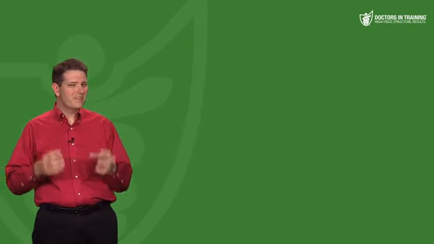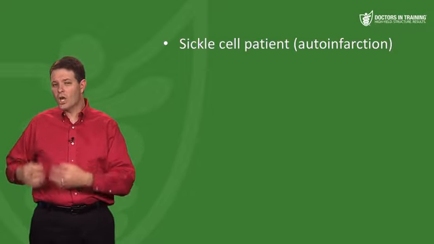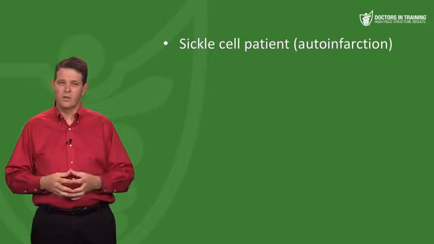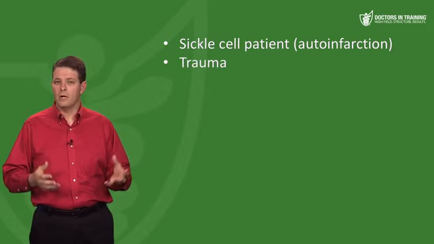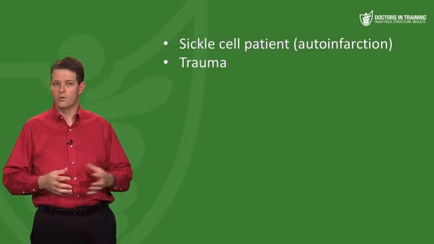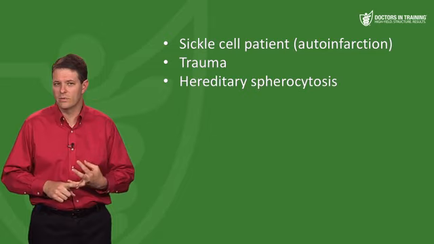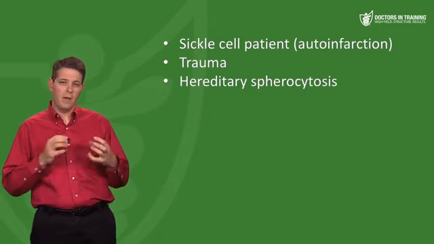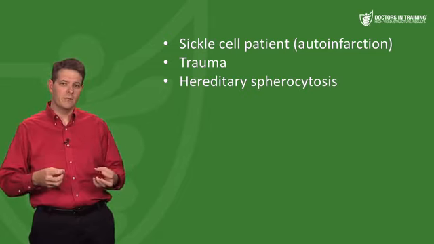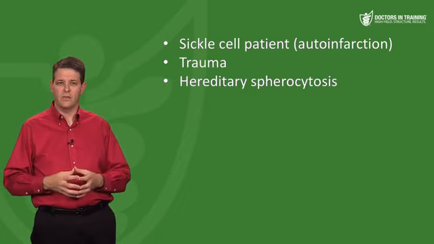And then think about this. Why would a patient be missing his spleen? Well, one scenario would be a sickle cell patient that has autoinfarcted his spleen over the years. Another scenario would be trauma. So you're in a car accident or something and the spleen gets ruptured, it has to be surgically removed. A third scenario would be a disease called hereditary spherocytosis, which is where the red cells are defective and the macrophages in the spleen keep removing them. So you take out the spleen so that the patient can keep circulating all those red cells.